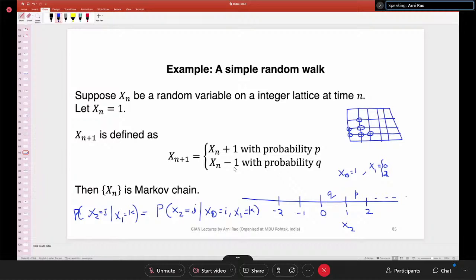Can you all see my slides? Can you all see the slide? Yes, visible. Okay.